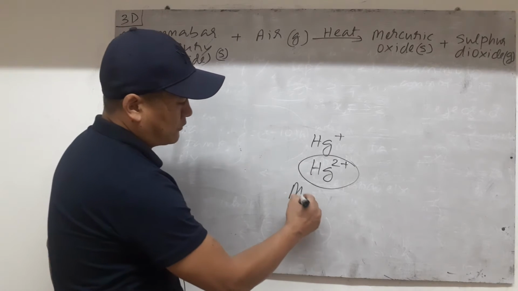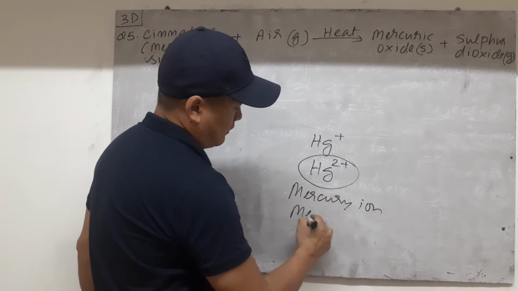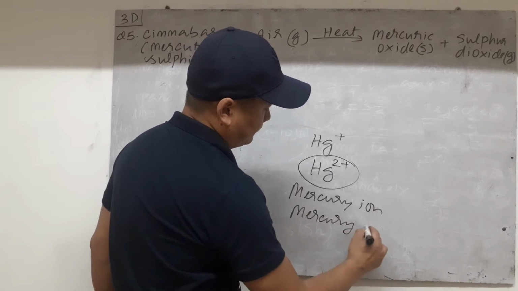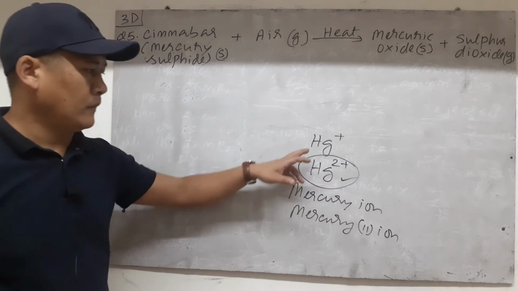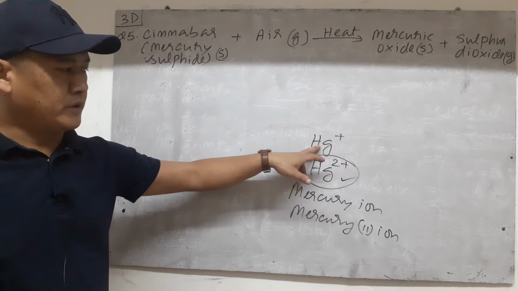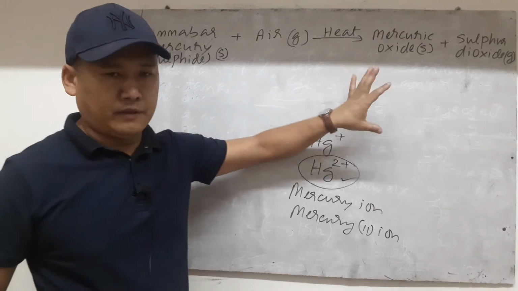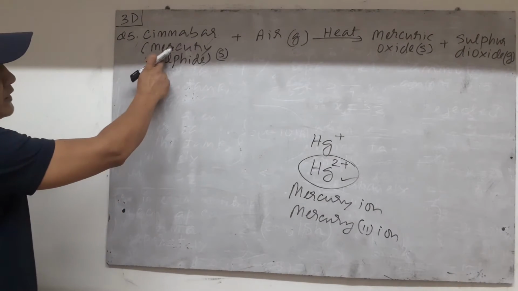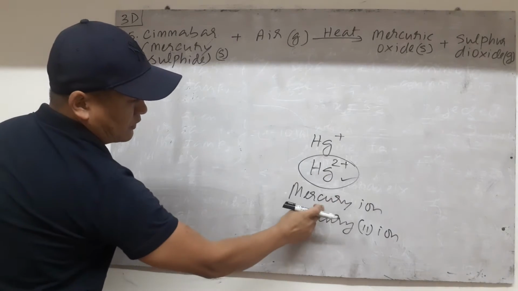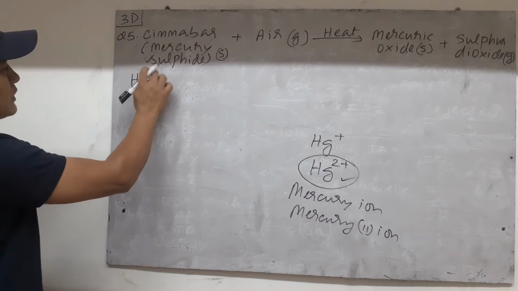Let me write it down. Mercury ion or mercury 2 ion. This is the more common one. This Hg1 plus, mercury 1 ion or mercurous ion, you will almost never find in your textbook. Okay, this is very uncommon. So when you say mercury here, it means this one, mercury ion. So we write Hg2 plus. Keep that in your mind.